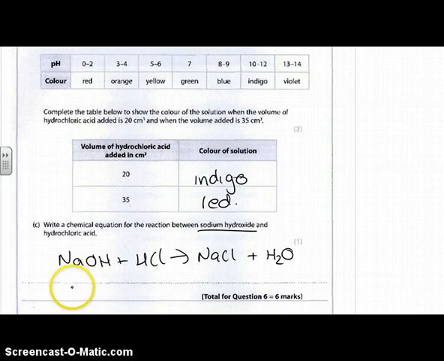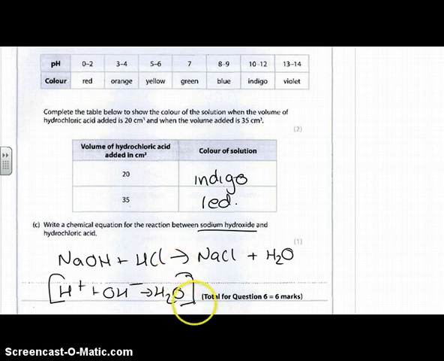Now in the mark scheme they'll also accept an ionic equation. The ionic equation is as follows. I'm just going to put it in brackets for you. That's H+ and OH- to give you H2O. Okay, so that was also acceptable as an answer.